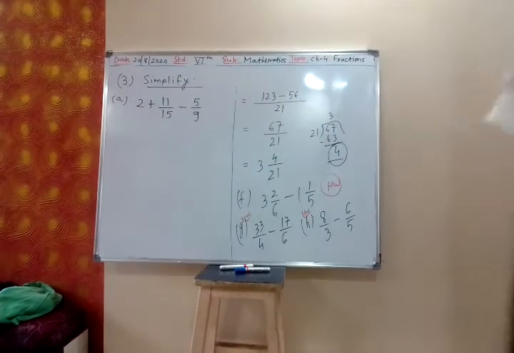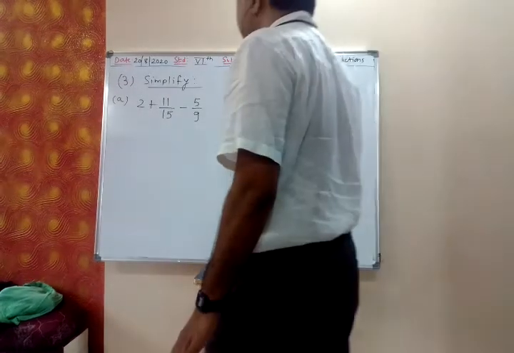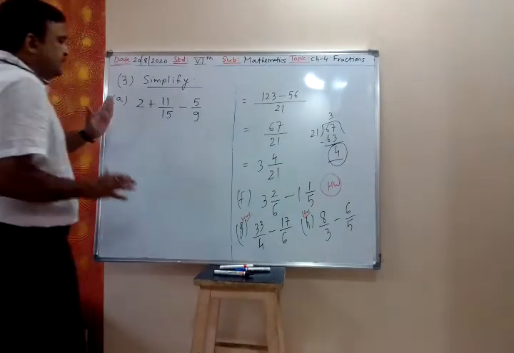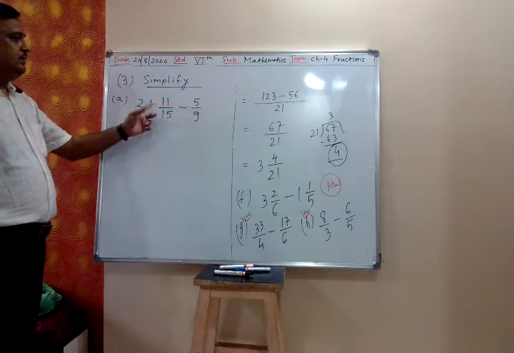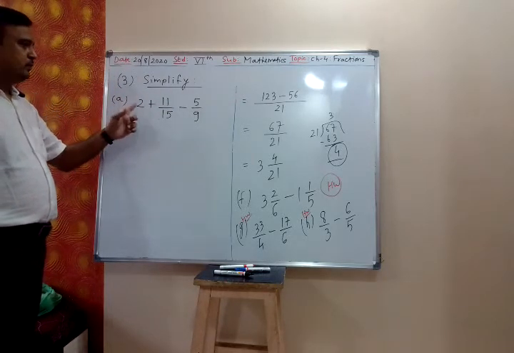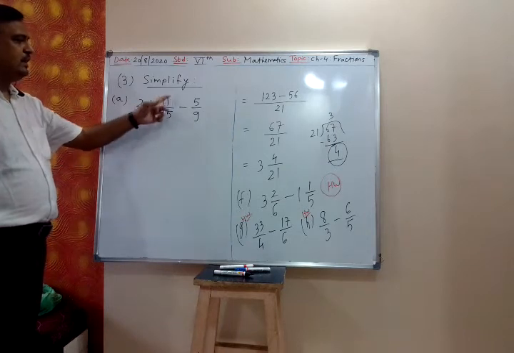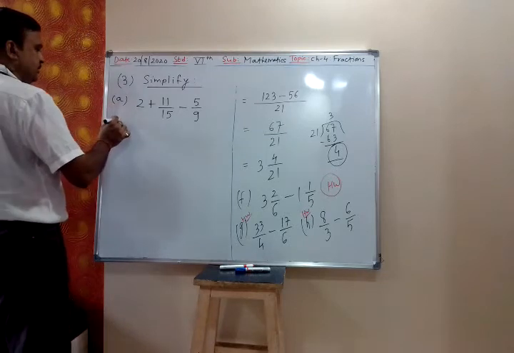2 plus 11 upon 15 minus 5 upon 9. So these two we have to add, and after adding these two I have to subtract 5 upon 9. So first I have to do addition and then I have to do subtraction. So we go step by step.